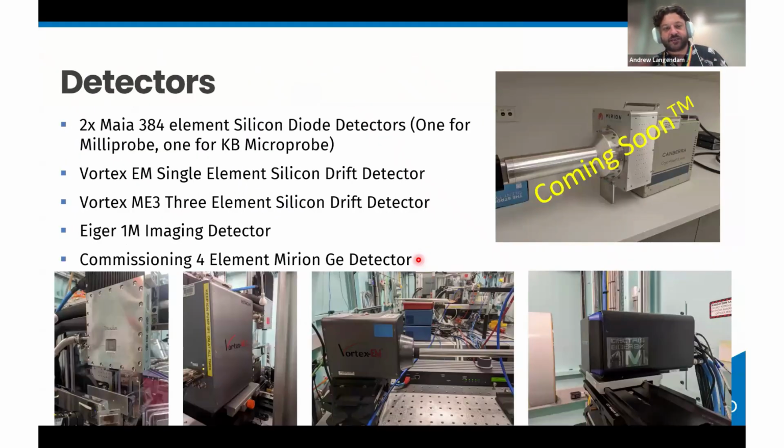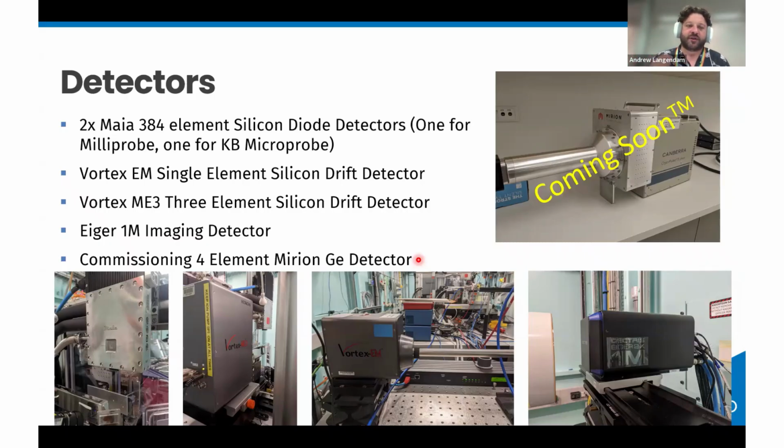We have a number of different detectors as well. We've got two Maia 384 silicon diode detectors, one for our milliprobe and one for our microprobe. We have a single element silicon drift detector, one of these Vortex EM detectors. This is a bit of a backup detector for us at the moment. It's not actually on the beamline, but we have it available if you need it. We also have now a 3-element silicon drift detector that's been in operation for about 5 years. The advantage of that over the Maia detector is you get better energy resolution.